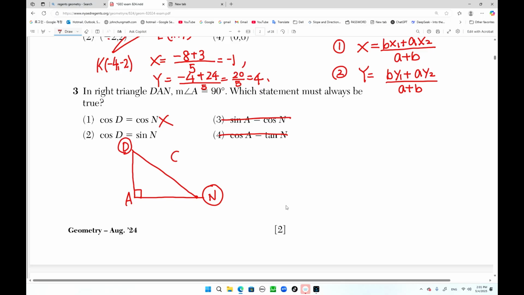Okay, that's the co-function. So actually cosine D, you're going to change it to sine of 90 minus D, right? This equals N. This is the co-function. Remember, okay?